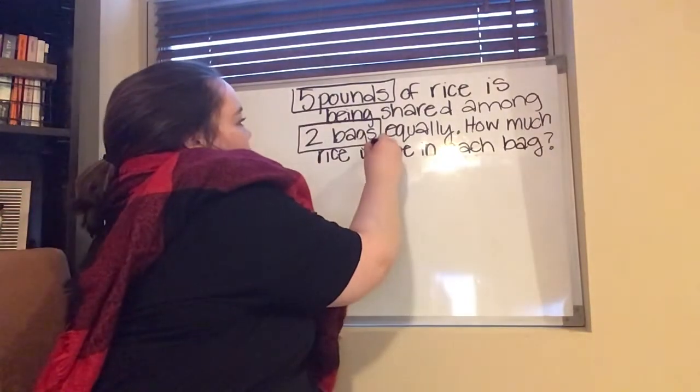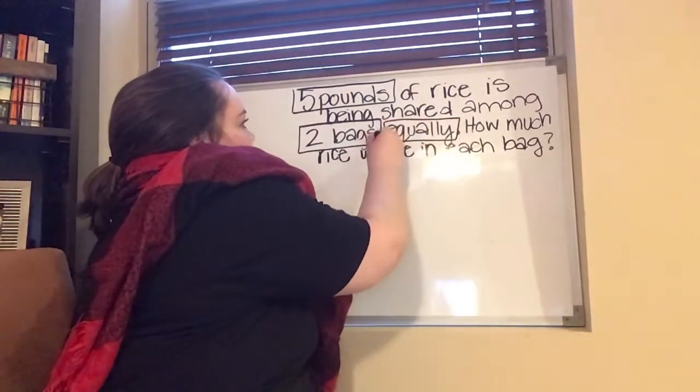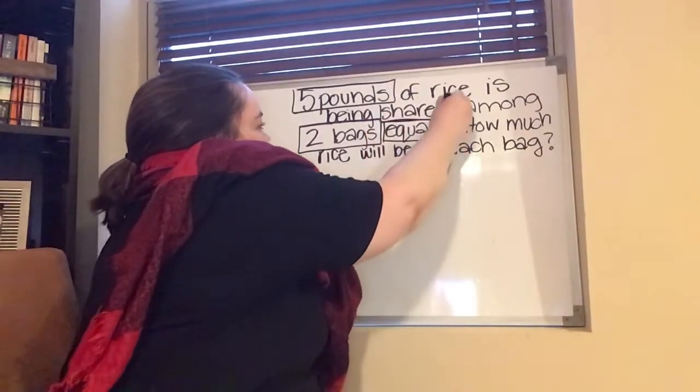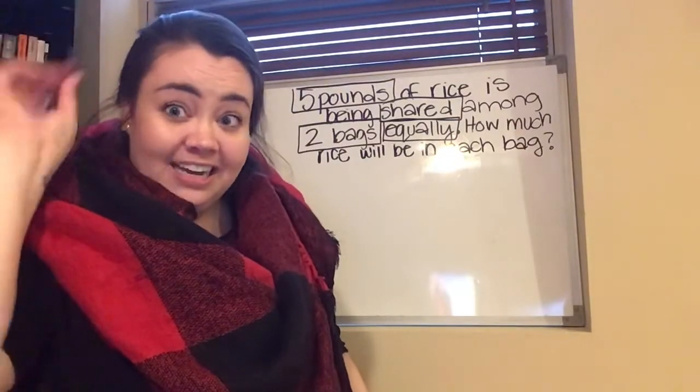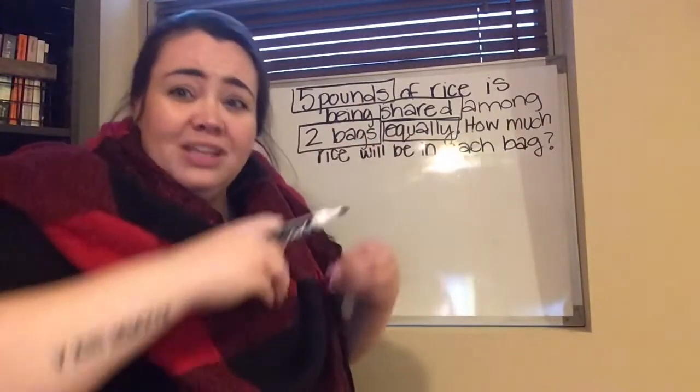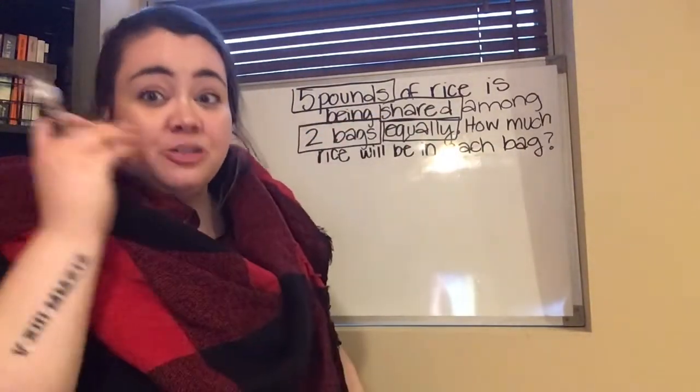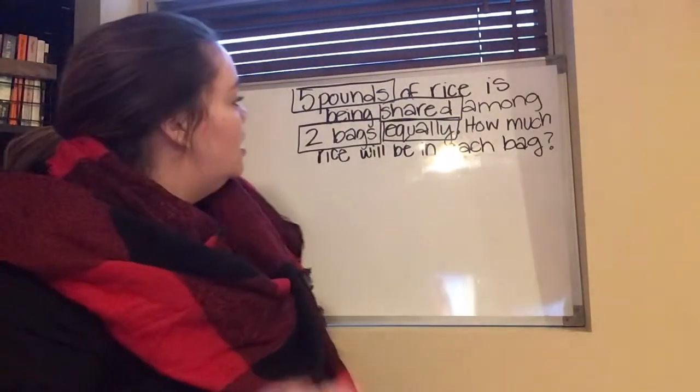Equally is important, and I'm also going to box shared. Once again, shared equally. You should have a little light going off in your head. Ding, ding, ding, division. If something is being shared equally and I know my total, that tells me right away I'm dividing.